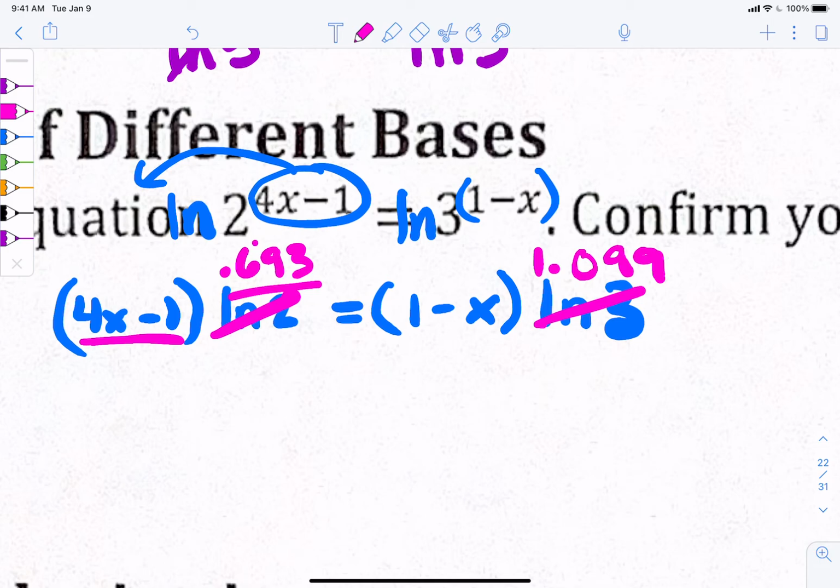And you distribute that through, right? Like you back distribute it. So we're going to multiply it through, and we're going to do the same thing for the 1.098. We're going to back distribute it through. 0.693 times 4, what does that become?